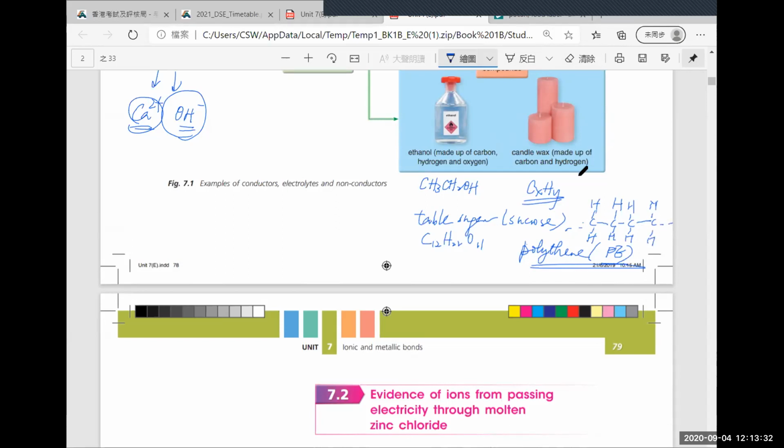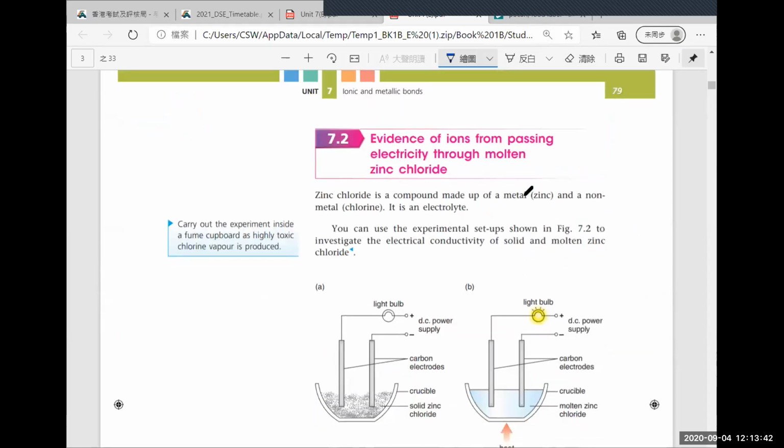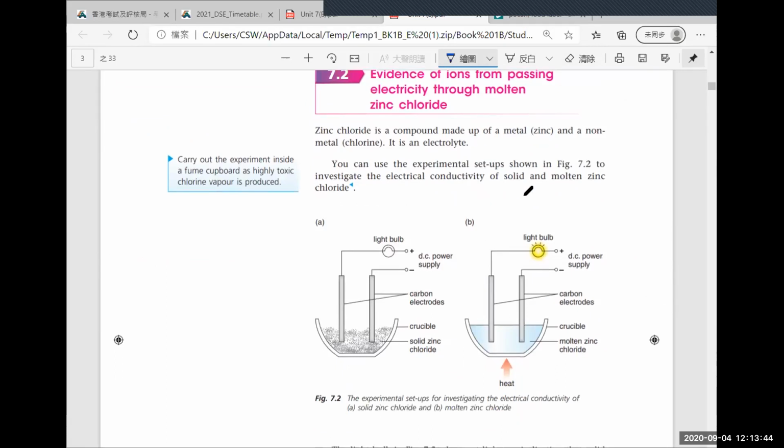So no metal containing. Whenever I see the solid line, there is no iron here. So it's a non-conductor. Can you get my point? So we start to talk in detail about what is happening. I try to take a further look inside.